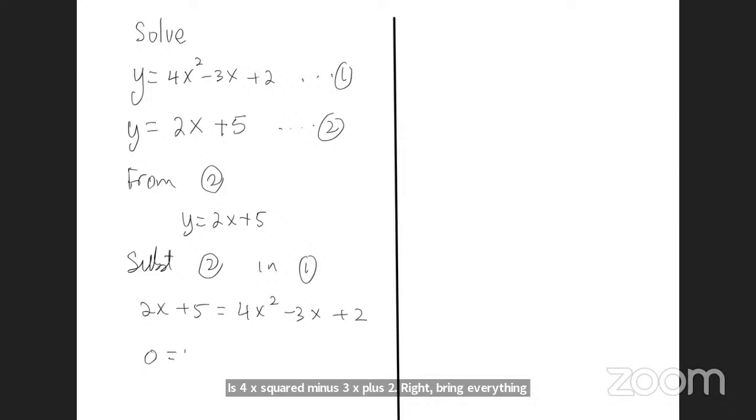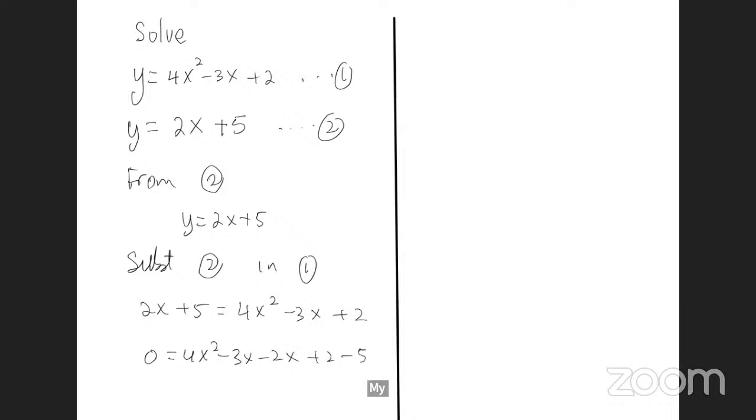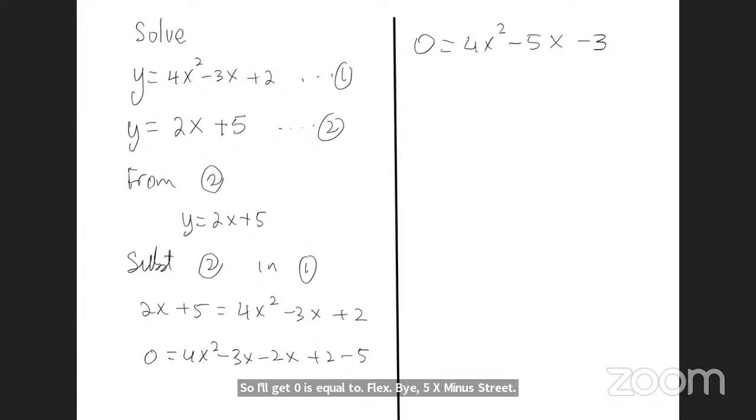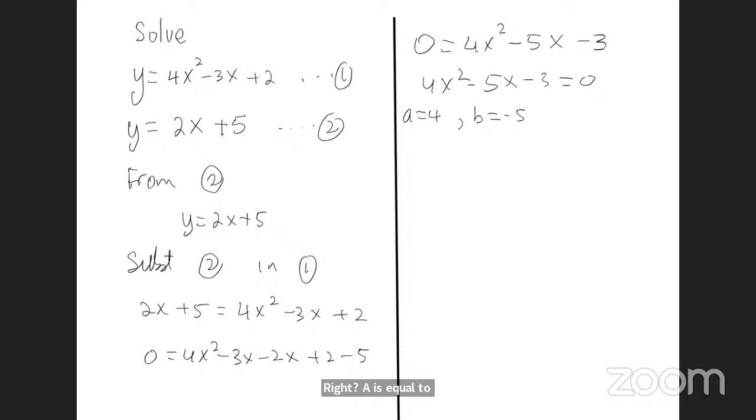I'll get 0 is 4x squared minus 3x minus 2x plus 2 minus 5. So I'll bring the like terms together one time, right? So I'll get 0 is equal to 4x squared minus 5x minus 3. Right? That is the quadratic that we're trying to solve. Right? A is equal to 4, B is equal to minus 5, C is equal to minus 3.